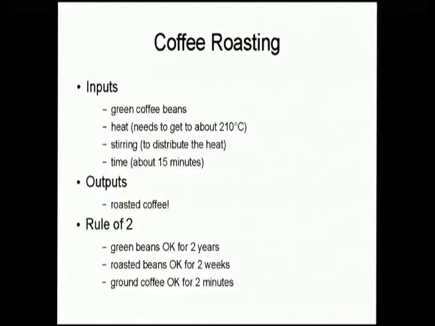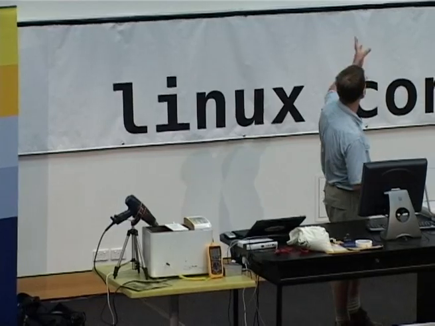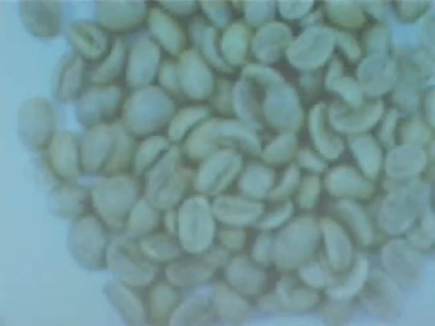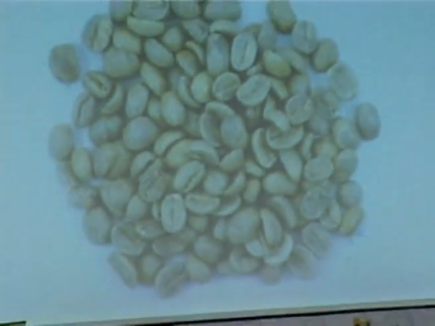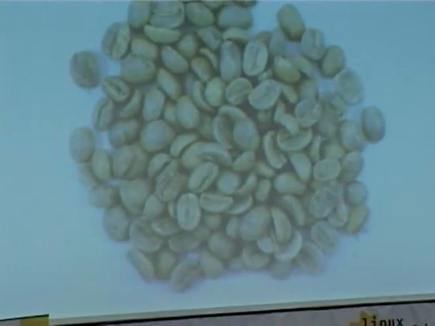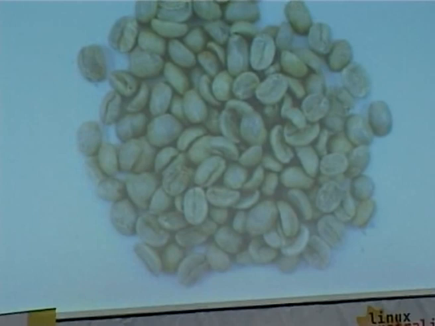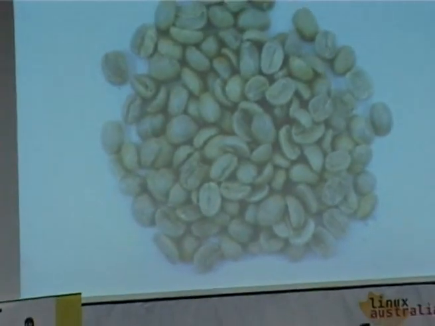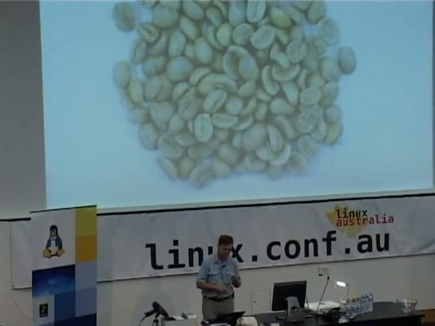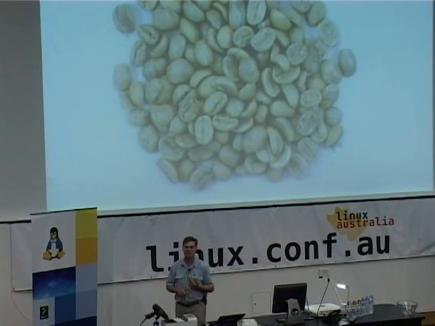So how does coffee roasting work? Well, coffee roasting starts with these things over here. And if I press this fancy little document camera, you might see them. There's some green, oh, no, they're not there. There they are, some green coffee beans. It starts with these green coffee beans, and then you need to roast them. And there's a few inputs to it. There's the green coffee beans themselves. There is heat. You need to get them very hot.